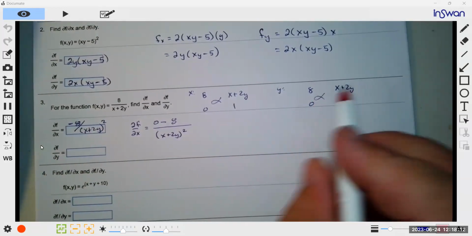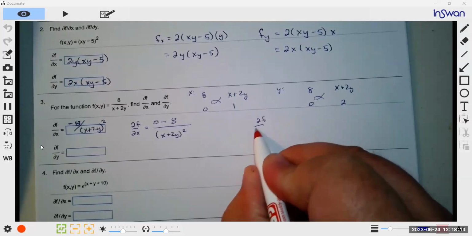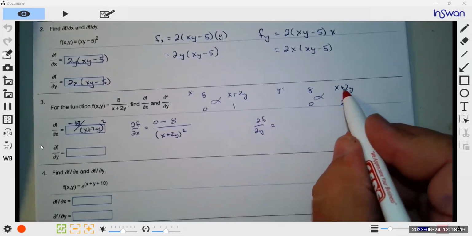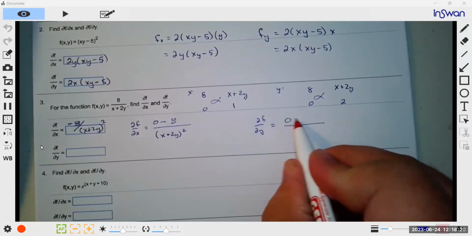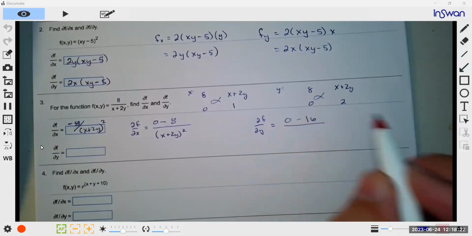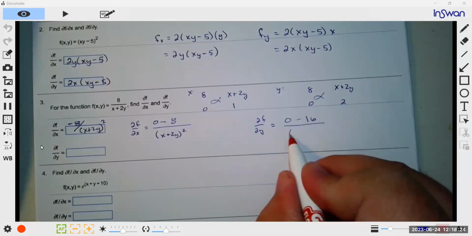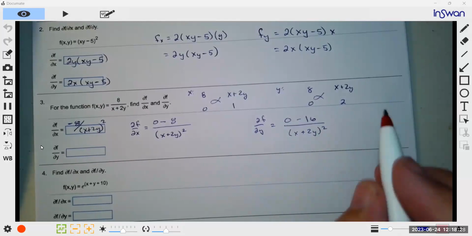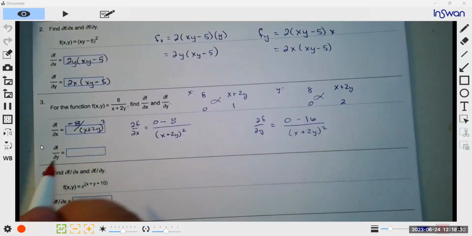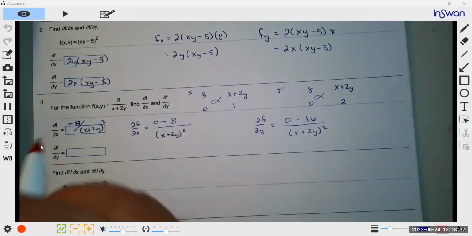Do the same thing here. Partial of f with respect to y. That times that is 0. 8 times 2 is 16. All over the bottom squared. So that one's going to be negative 16 over the denominator squared.